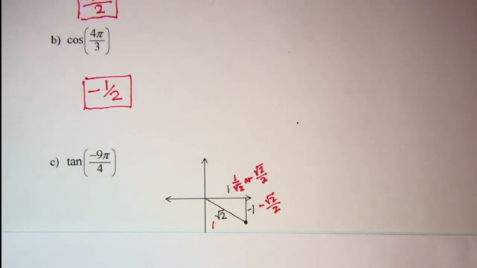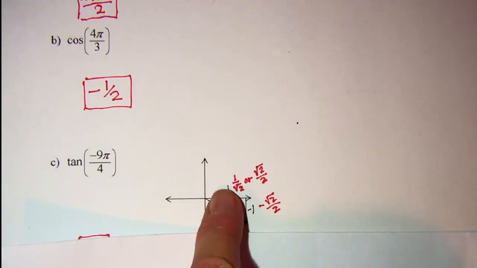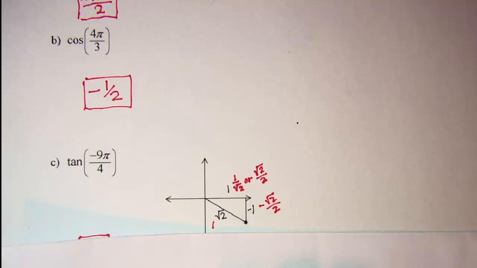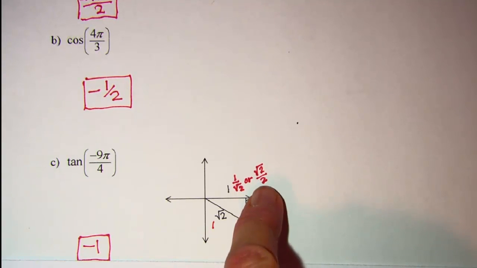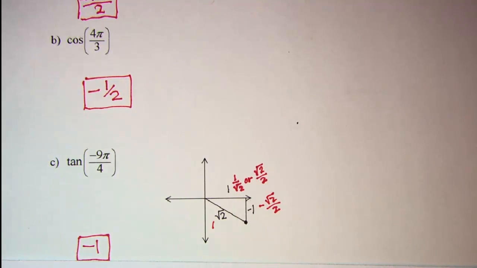So my tangent is defined as y over x. It's simpler to think of these black measurements, negative 1 over 1, but we can also use the negative root 2 over 2 over root 2 over 2, and that also gives you negative 1.